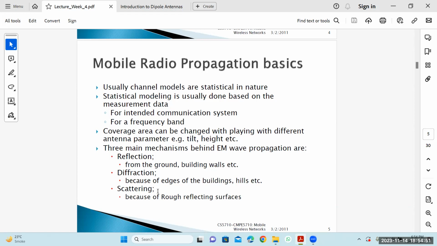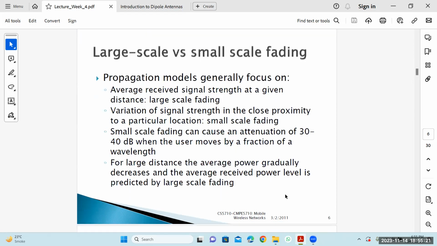And then we have something known as scattering. And scattering is because of rough reflecting surfaces. So you can say that by reflection, we mean something that has a bigger mass or a bigger size, then diffraction is because of something that has a smaller size, and scattering is because of something that has an even smaller size. This is a rule of thumb, but again, by default, you have to say that scattering is because of rough reflecting surfaces. And we will talk about these three shortly. But before that, let me talk about fading. You have seen this terminology quite often, fading.